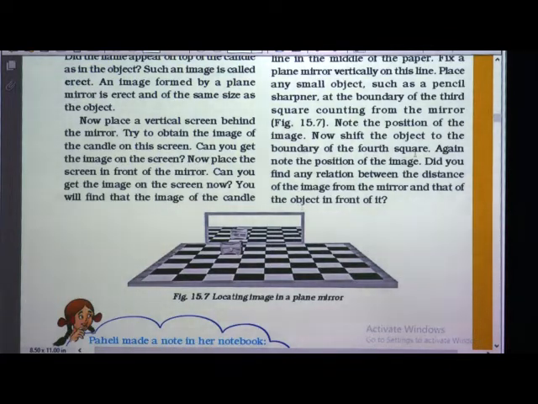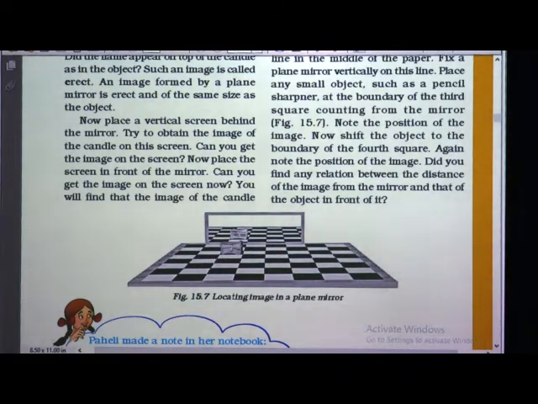This is a board which you can draw with a pencil. In the activity it is given that with a pencil you can draw such a chess board, and also you can take a chess board directly and place this mirror at the boundary. Now shift the object to the boundary of the fourth square. Here you can see this is a sharpener. You should take a sharpener as an object.